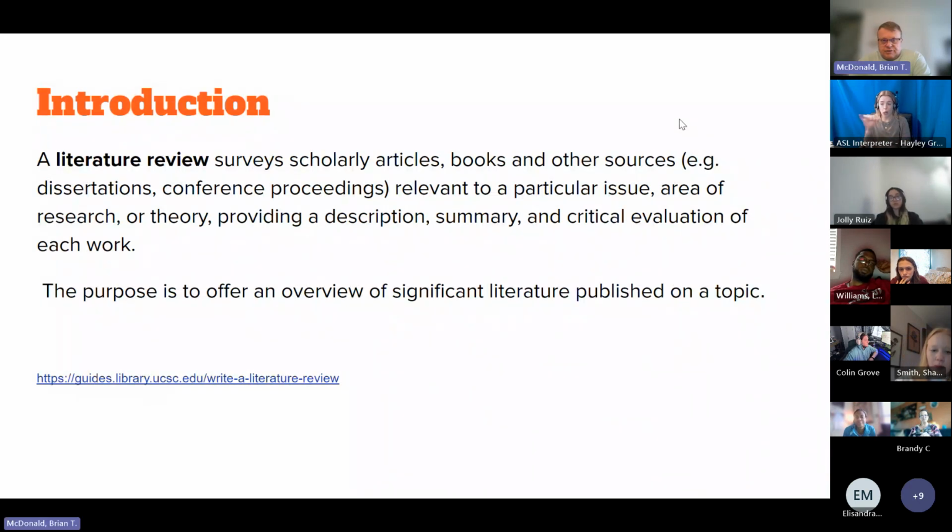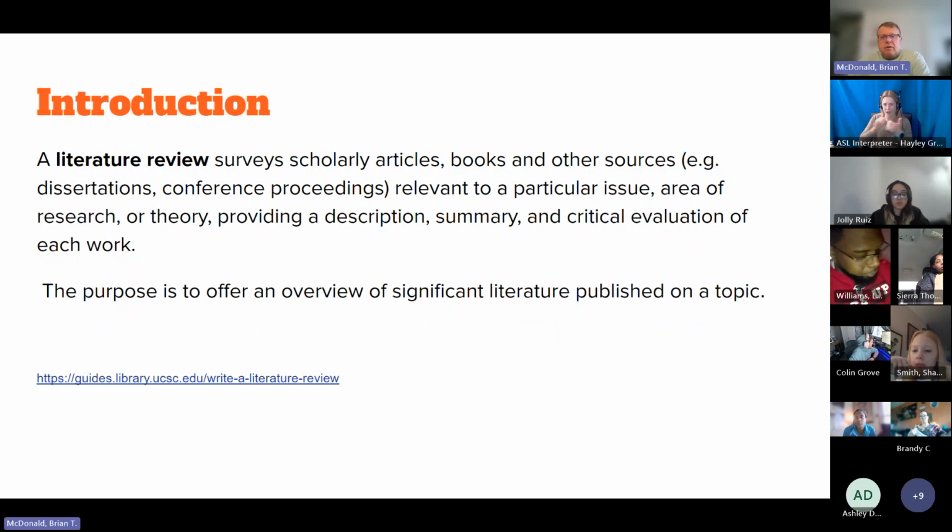So this is kind of what this is going to look like. What is a literature review? How's it going to fit into your paper? And how is it different than an annotated bibliography? A lit review surveys scholarly articles, books, and other sources. Some of you asked about dissertations; those are also pieces of research you may use. It's relevant to a particular issue, area of research, or theory, providing a description, a summary, and a critical evaluation of each work.